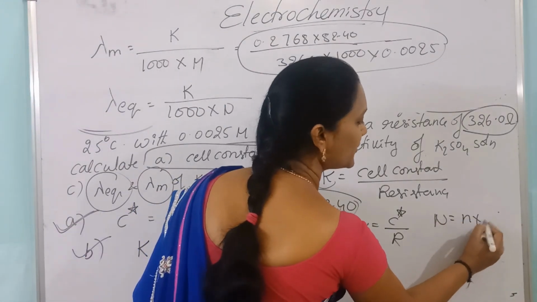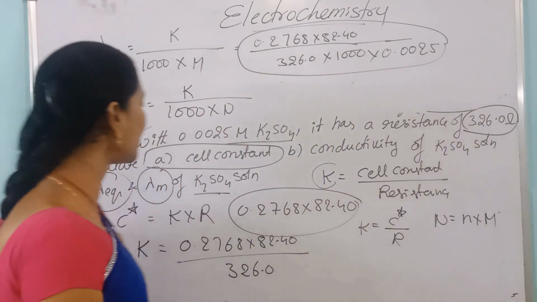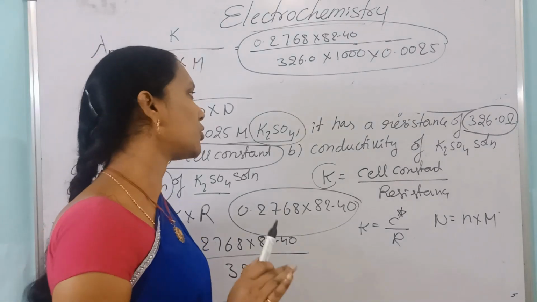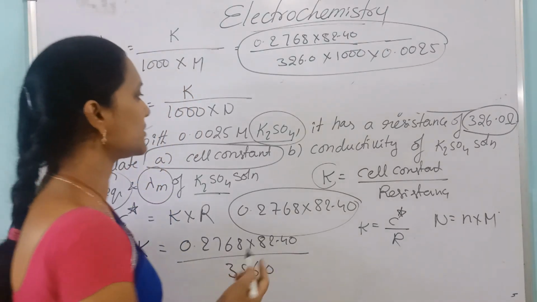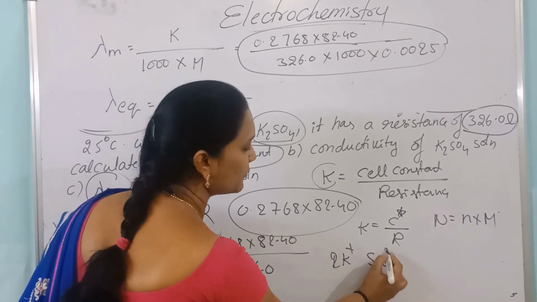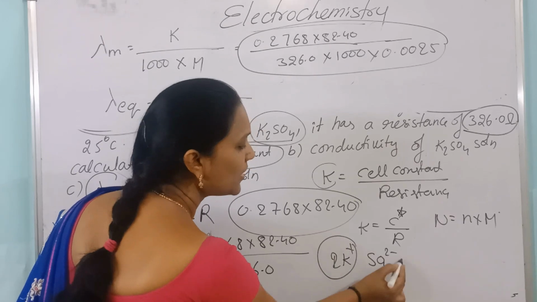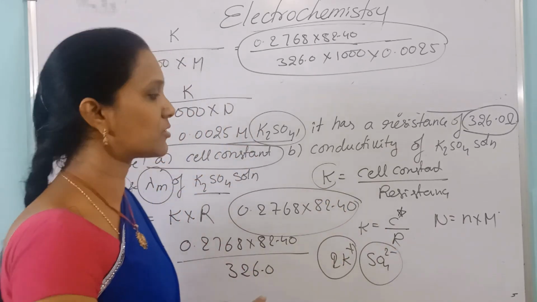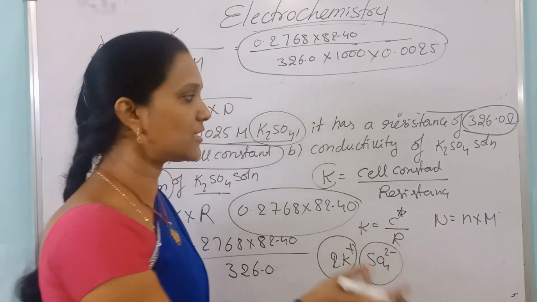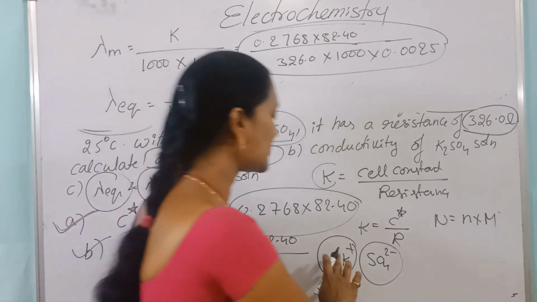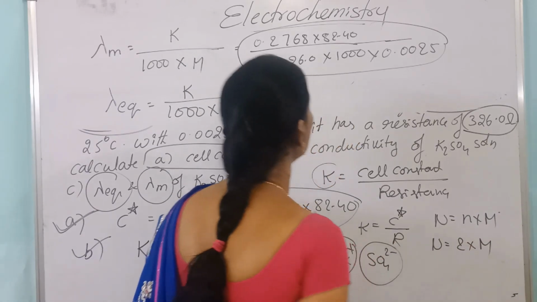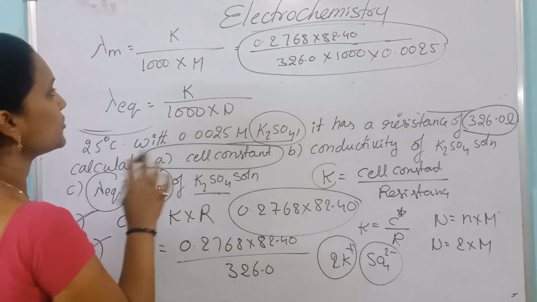So what is the normality? Normality is equal to N into M. N factor, what is the N factor? The given is a salt. In a salt, N factor is the charge, so there is total positive charge or total negative charge. Total positive charge is 2K plus, and SO4 2 minus. Total positive charge is plus 2 or total negative charge is minus 2. So what is the total charge? 2. Positive charge we can use or negative charge. So normality is equal to 2 into molarity.